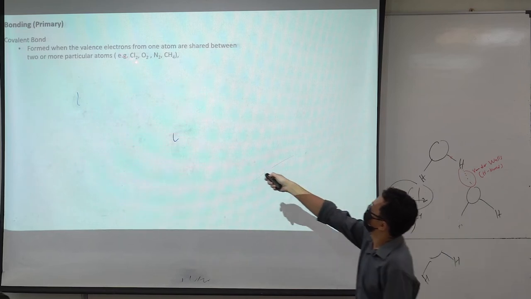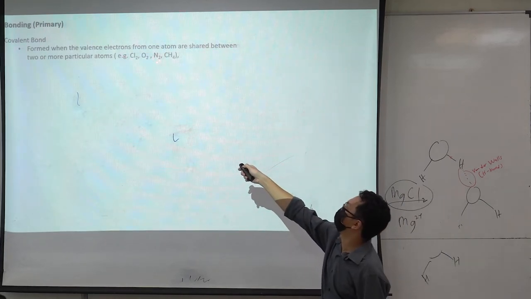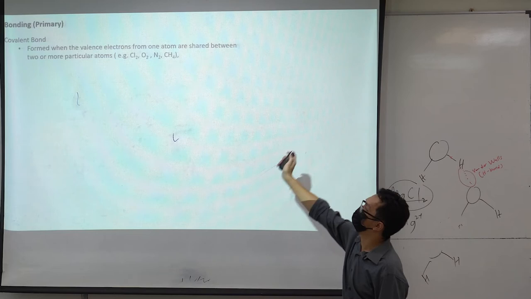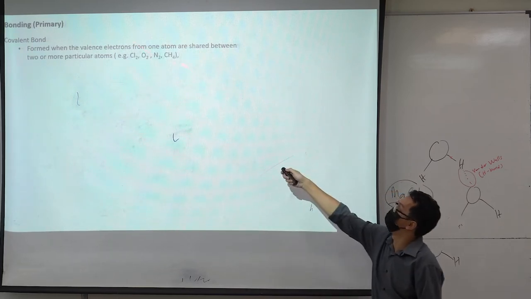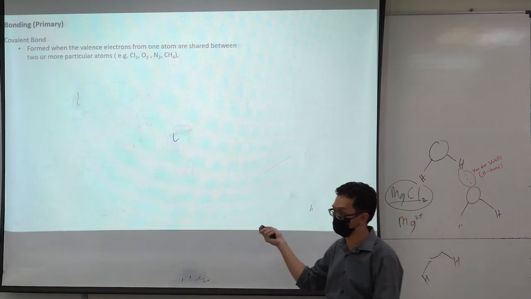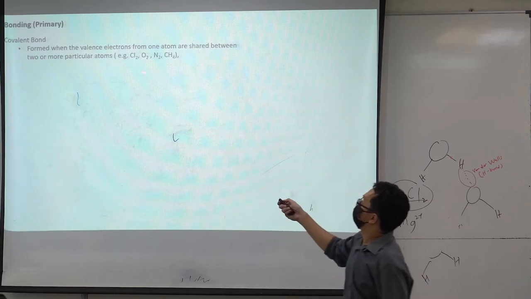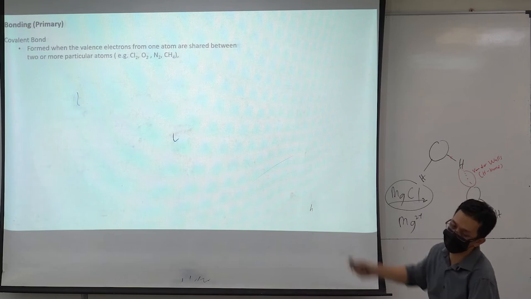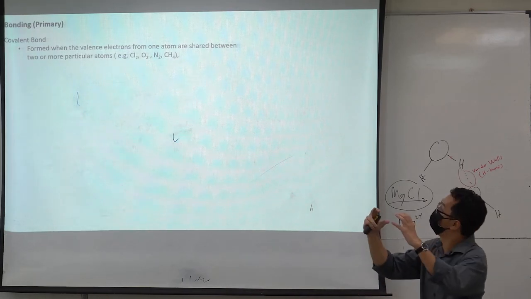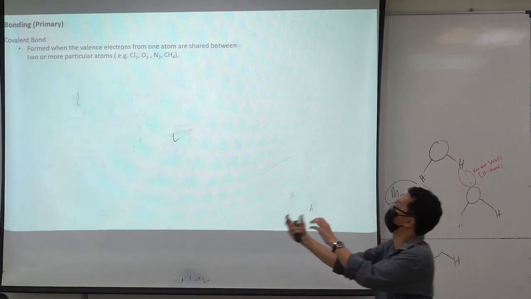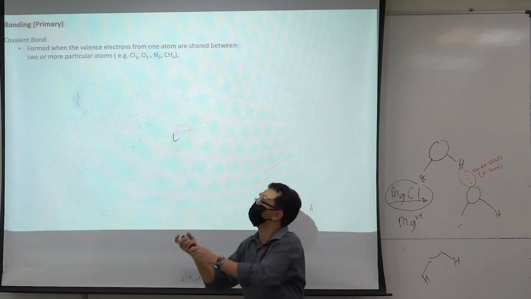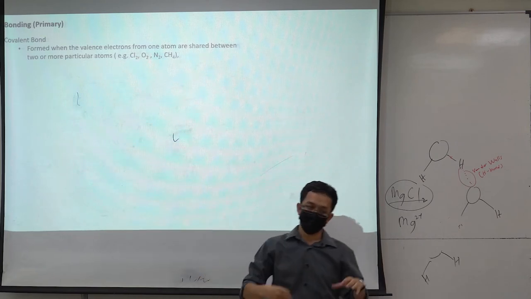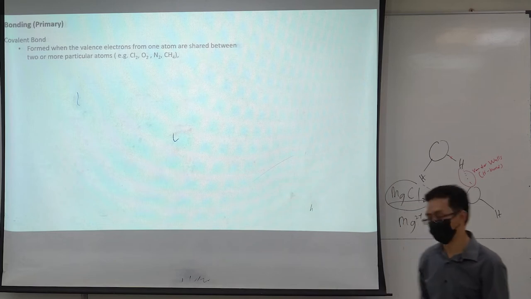Example, chlorine gas, oxygen gas, nitrogen gas, and methane. Okay. By now you should know the names for all these things because you take organic chemistry. Even though if you look here, chlorine, oxygen, and nitrogen gas are diatomic, meaning that there are two chlorine atoms, two oxygen atoms, two nitrogen atoms. That's what the two here means. But the covalent bonding will be different.